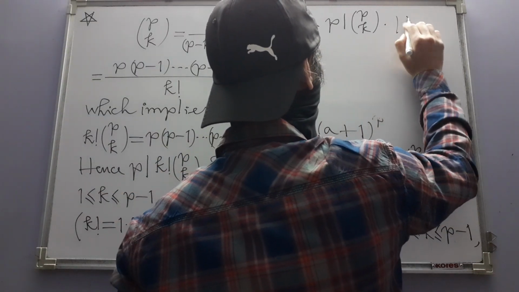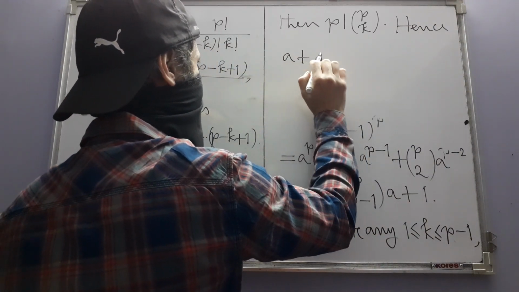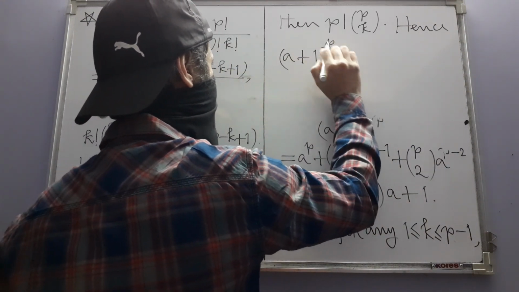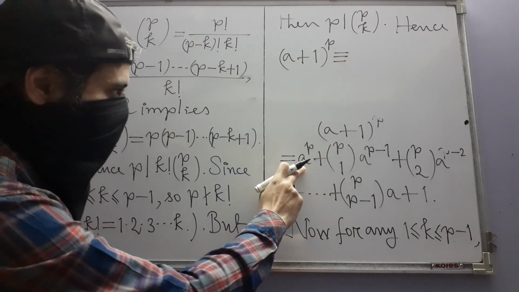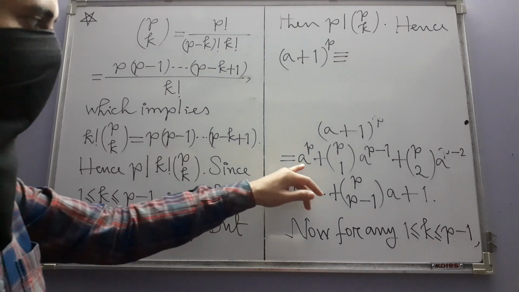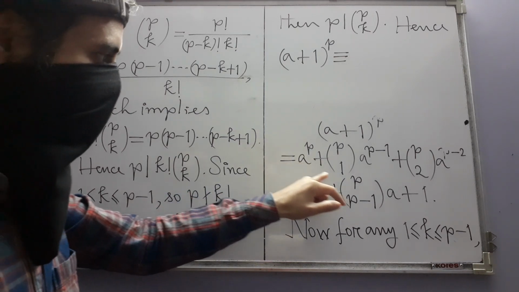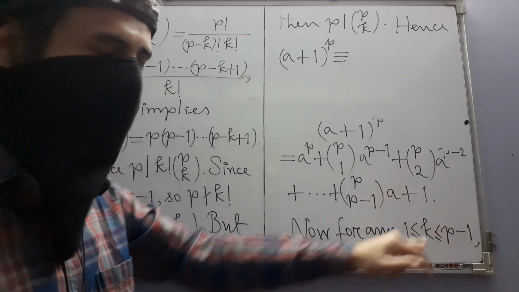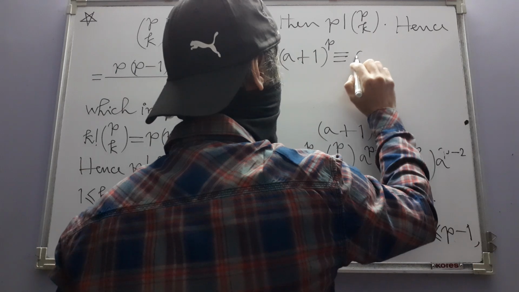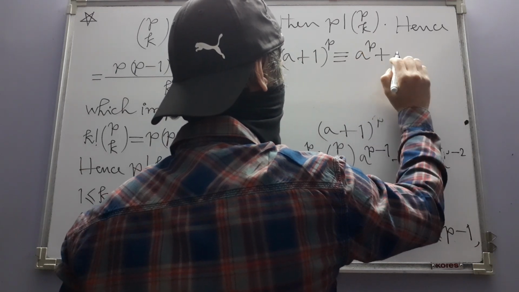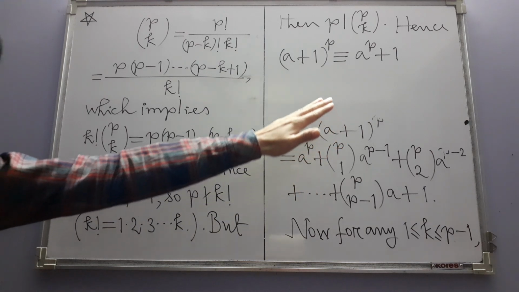So we can write, hence, a plus 1 to the power p is congruent to only this. When you start calculating congruence modulo p, only this term survives and this term survives. The others contribute 0. Okay, modulo p we will write afterwards, but we have other things to write.